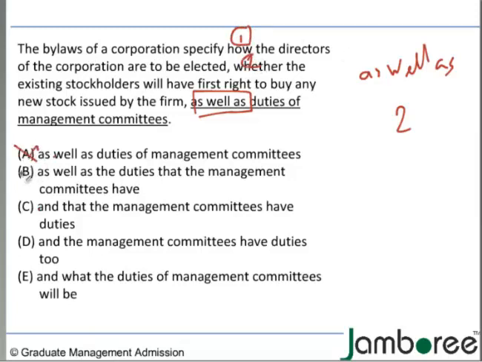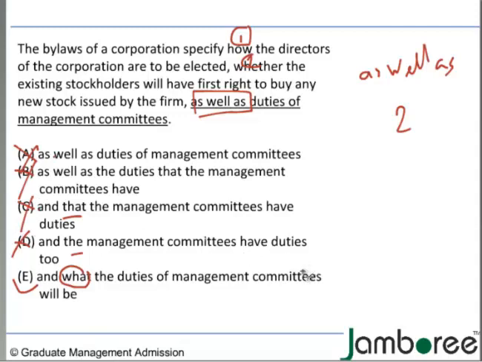So your "as well as" options are wrong, so you are left with this. Now let's check for parallel construction. How the directors, whether something... after "and" we read a word. Now what is a question word, just like how and whether. How is a question word, whether is a question word, and what is a question word. So this is the correct answer.